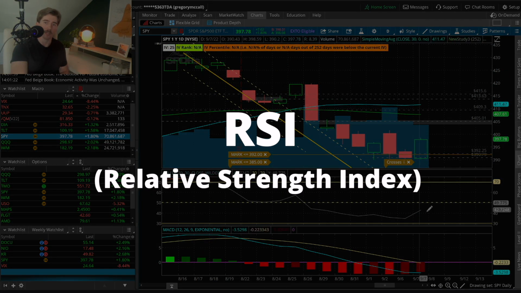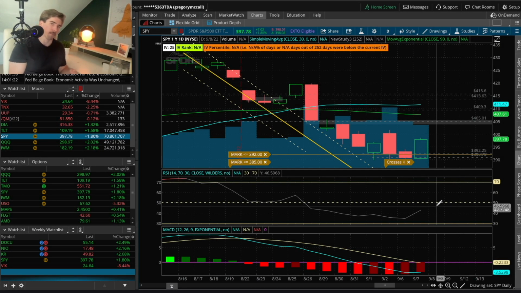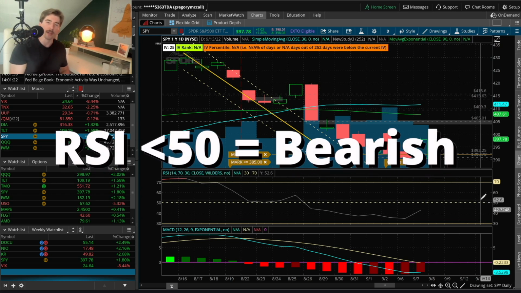So I have RSI, which is Relative Strength Index, and this will tell you if a stock is trading bullish or bearish. Right now, SPY is trading at 42.7 RSI, so since it's below 50, that signals that SPY is trading bearish right now since it's weaker than usual, which would be the 50 RSI.